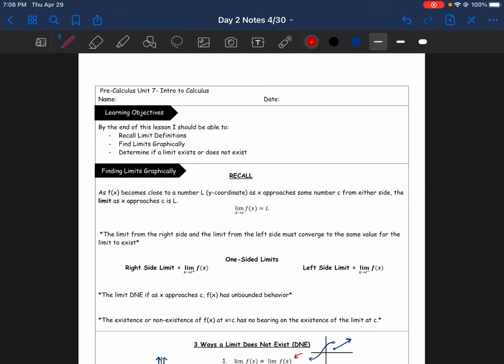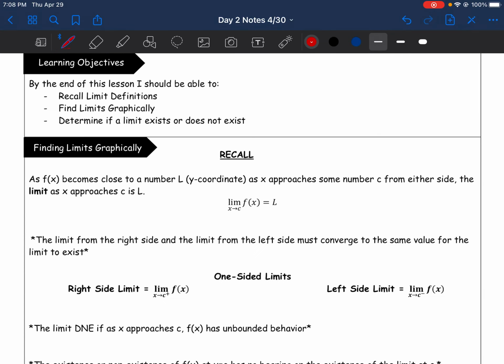In today's video, we're going to be looking at limits graphically. Let's go ahead and get started. So before we look at limits graphically, let's just recall a few things from the previous lesson.